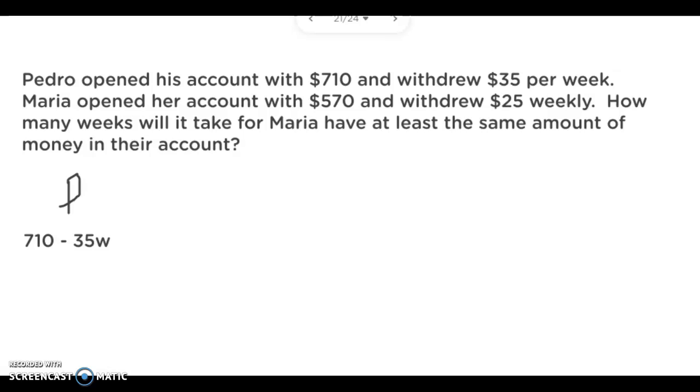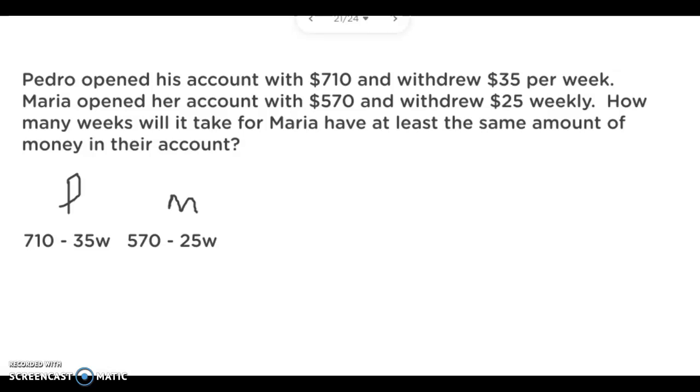And then let's look at Maria. Maria's at 570, and she's withdrawing $25 a week. So we have Pedro and we have Maria. How many weeks will it take for Maria to have at least the same amount as Pedro?